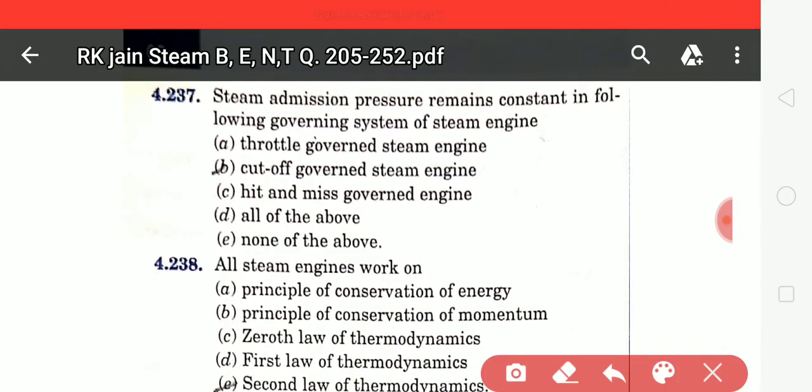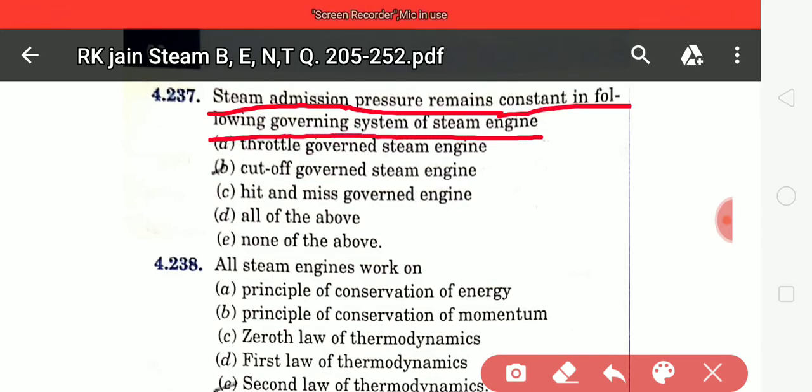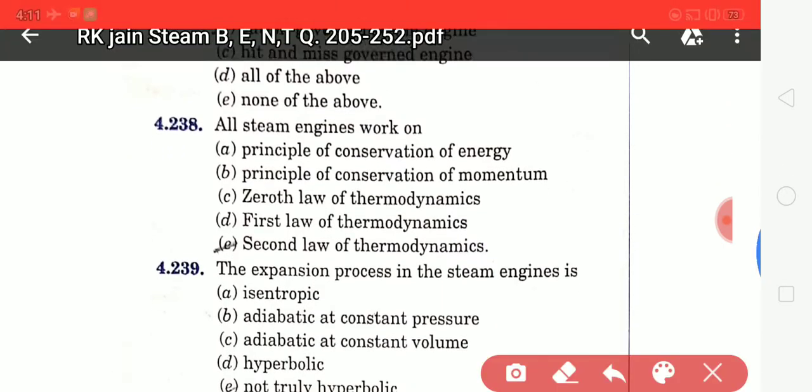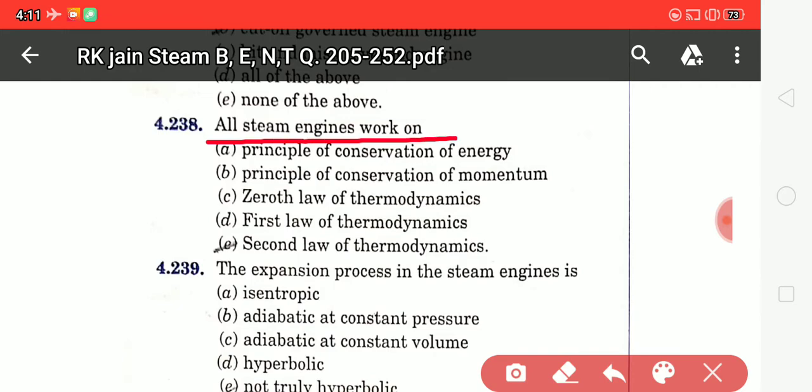Next, steam admission pressure remains constant in which governing system of steam engine? Cut-off governed steam engine. Next, all steam engines work on second law of thermodynamics.